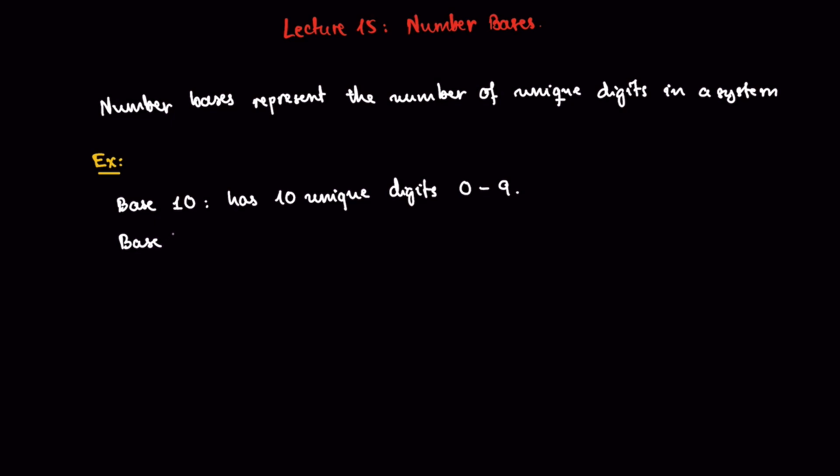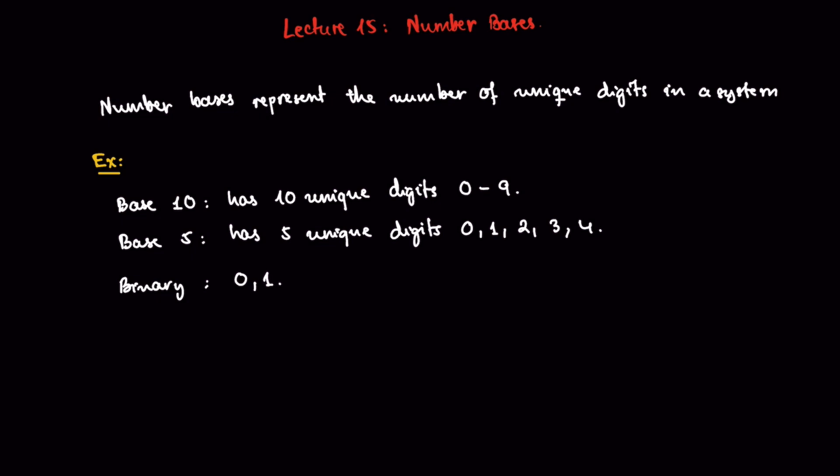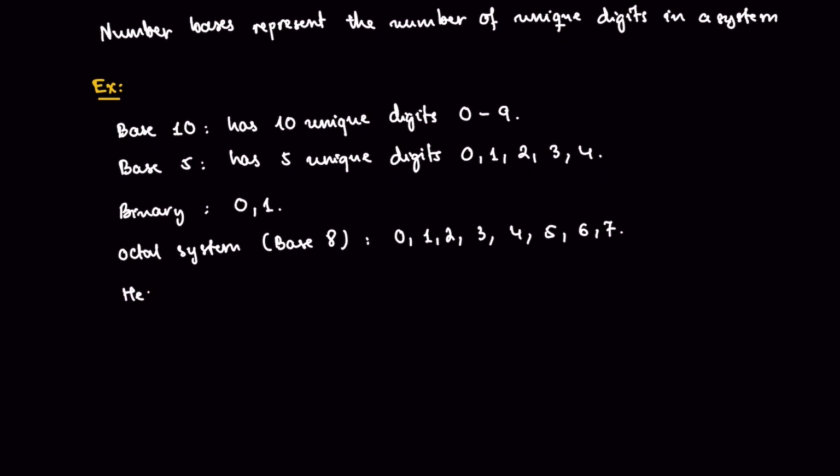We can talk about base 5, and base 5 has 5 unique digits: 0, 1, 2, 3, and 4. Now the binary system: the digits are 0 and 1, and this is used a lot in computer science. You can have the octal system, which is base 8, and it has 8 unique digits: 0, 1, 2, 3, 4, 5, 6, and 7.